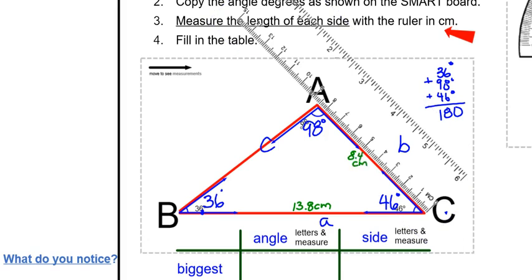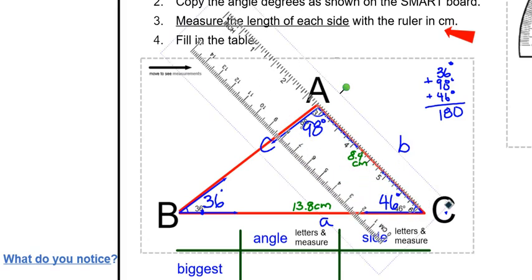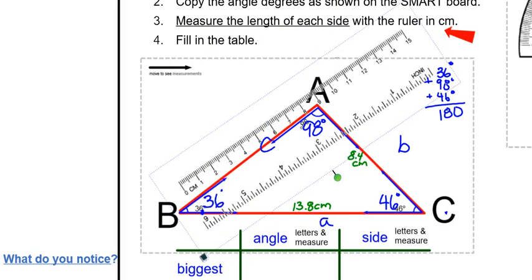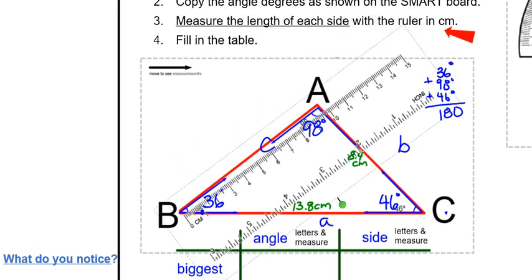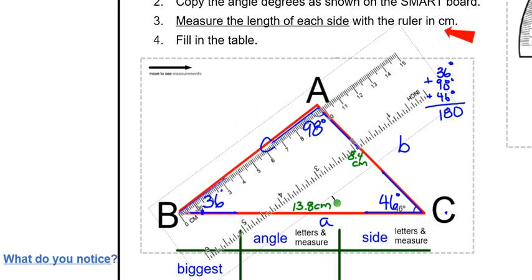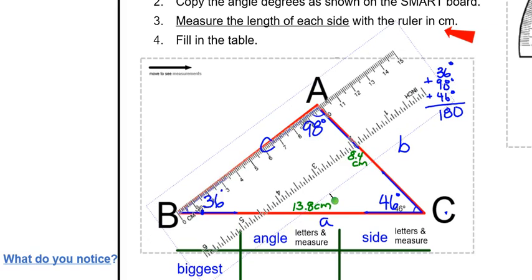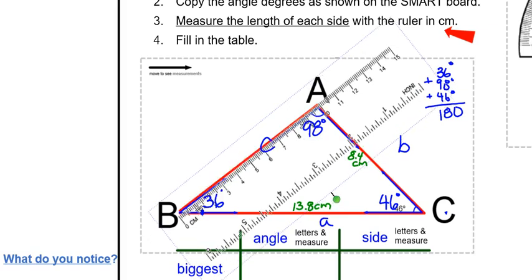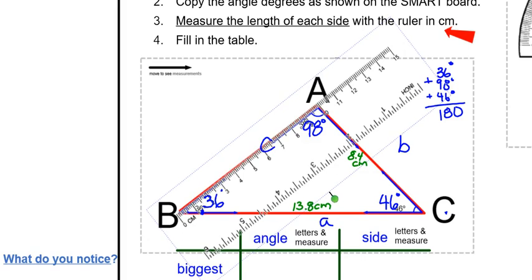And then I did the same with the third side. Spun that guy one more time. Put it on right there. And I'm off a little bit on B there. Notice I don't have a corner there. So it's a little bit off. But that one right there turns out to be about 10 centimeters right there. So we're going to fill that in.